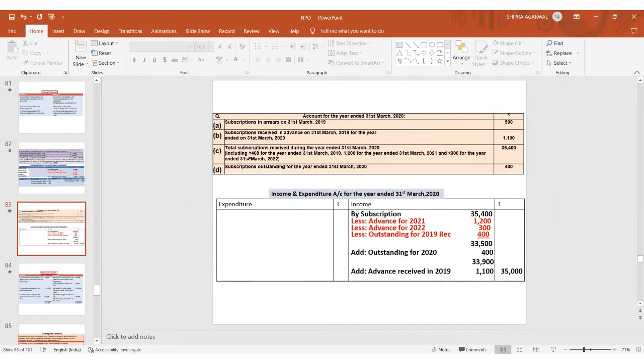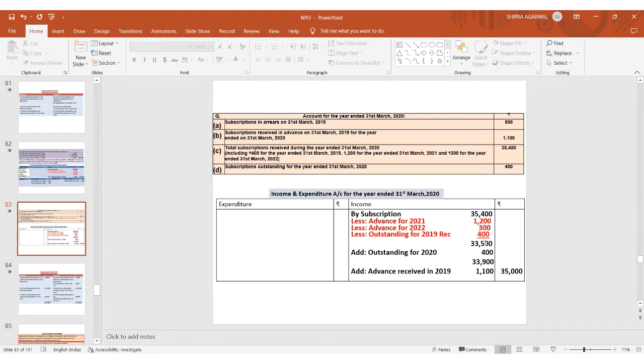300 for the year ended 31st March 2022. That means not for the next year, it is from next to next year. So that is again not related to the current year. So I will show it over here as a minus figure. Fine. So that means my net figure comes out to 33,500.